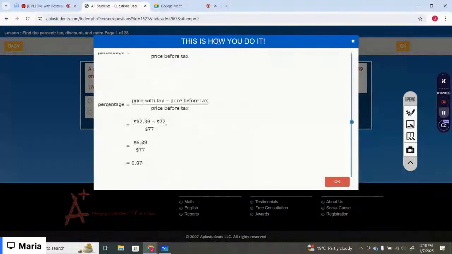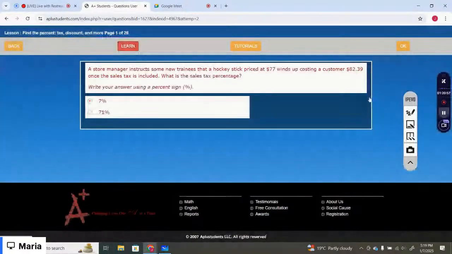Okay, the percentage equals price with tax minus price before tax and divided by price before tax, right? So 82.39 minus 77 divided by 77. That is 0.07. The correct option is 0.07. That is 7%.